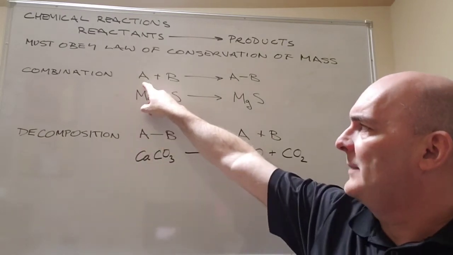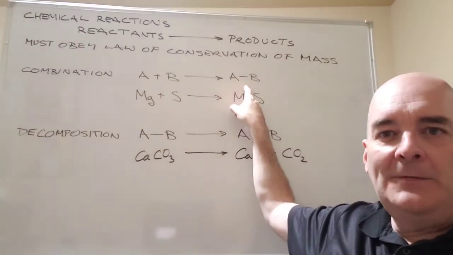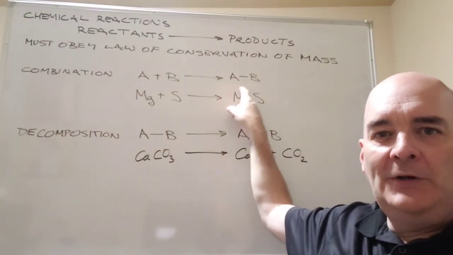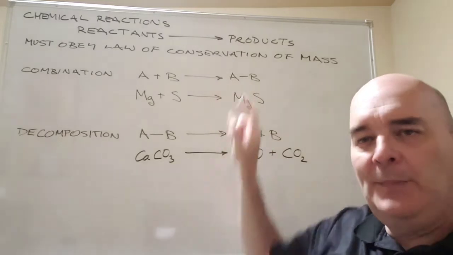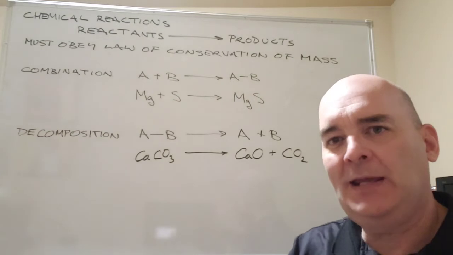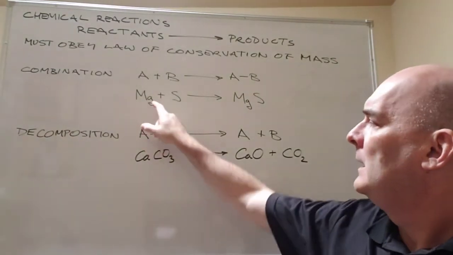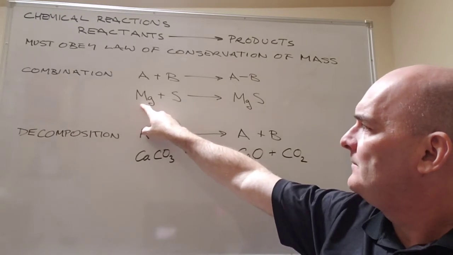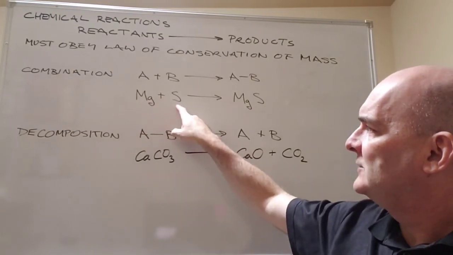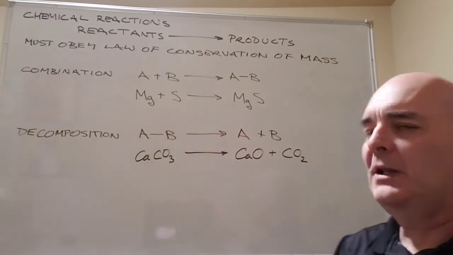Combination is where you take something A and something B and you stick them together, and we've made a new bond between A and B. A and B don't have to represent atoms, they can represent things that are already clustered together. But when magnesium reacts with sulfur and some heat, you make magnesium sulfide.